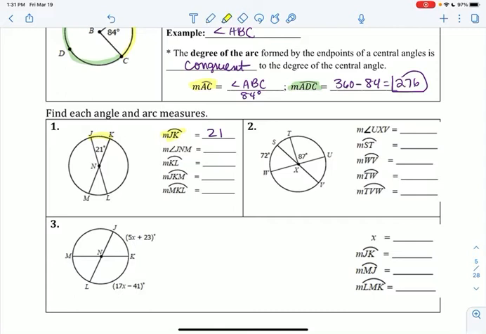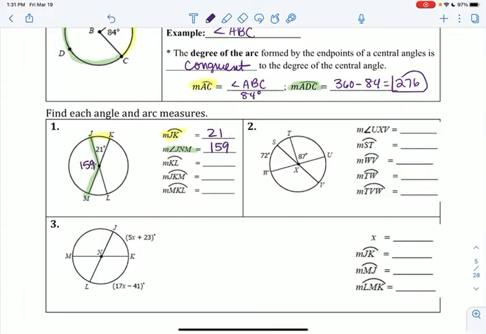Next one I want to find is angle JNM. JNM is right here. Now look at my circle. MK is a diameter. So that makes MNK a line. If the angle on the right is 21 degrees, then the angle on the left has to be 180 minus 21, which is 159. So this is 159 degrees.